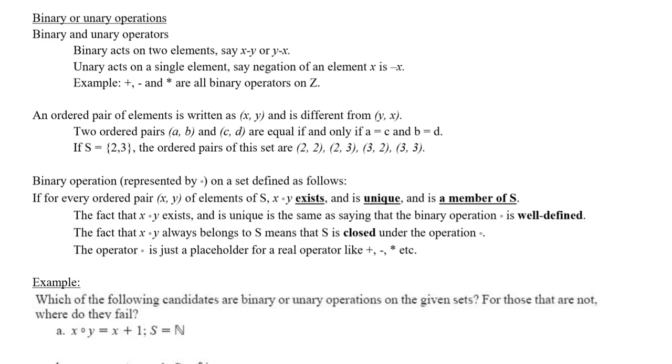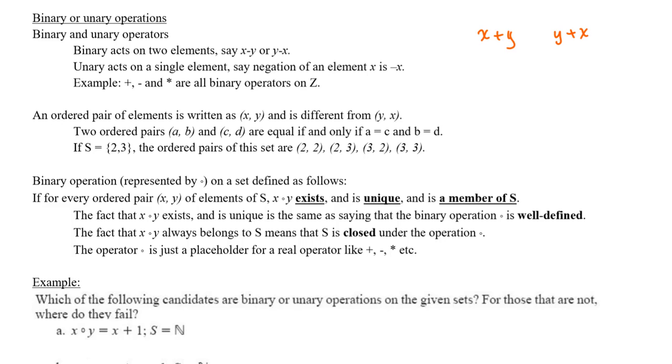Hello, in this video we're going to talk about binary and unary operations. A binary operation is an operation where you have two elements, for example x, y or y, x, and some operation in between. For example, addition. So x plus y would be a binary operation, or y plus x.